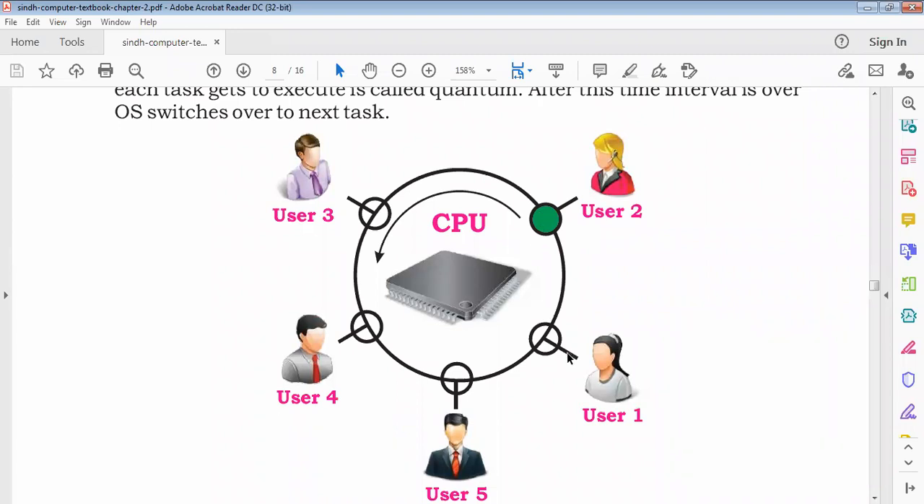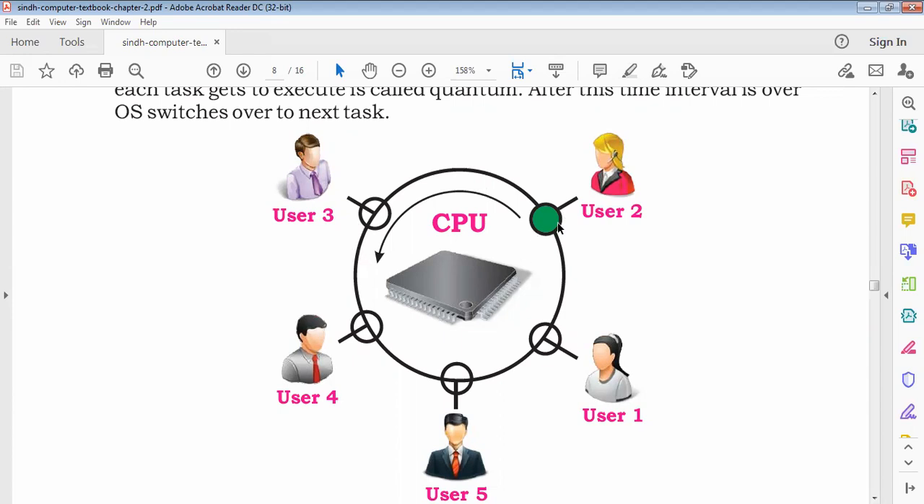For example, it will execute the program which user one is doing for some time, then it will shift on to user two, then it will execute the program whatever user two is doing, and then shift to user three. Now this shifting of the processor or execution of the program is for a very small amount of time, and that is why the user does not realize that it is using a shared operating system.